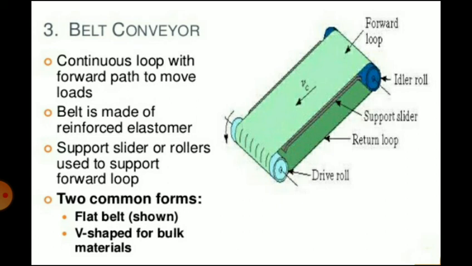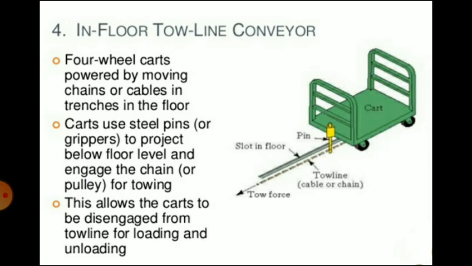So generally two types of belts are used: the flat belts, that are used for pallets, individual parts, or even certain types of bulk materials, and trough belts for bulk material placed on the belt surface to travel along the moving pathway. Then, in-floor tow line conveyor.